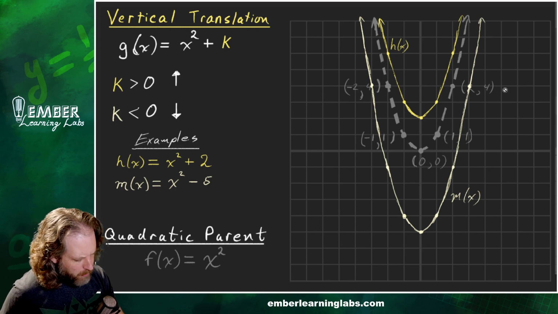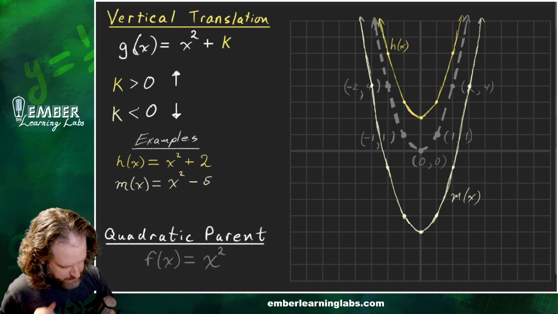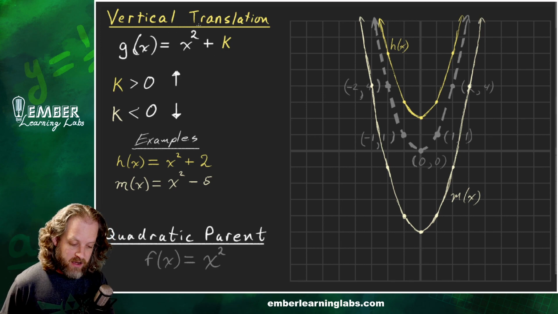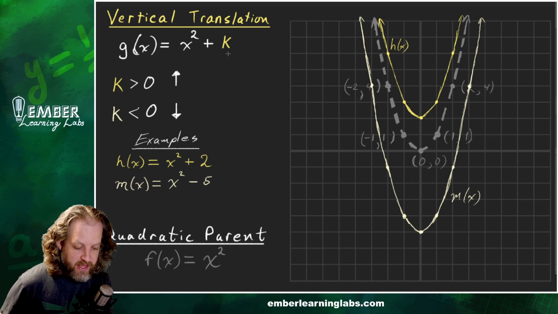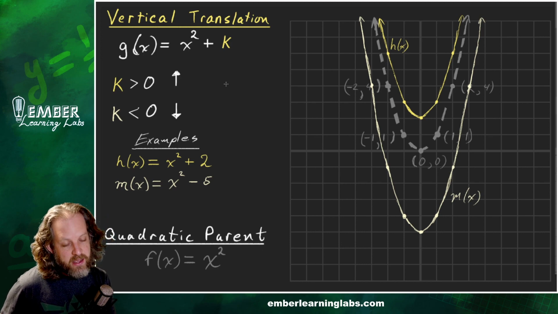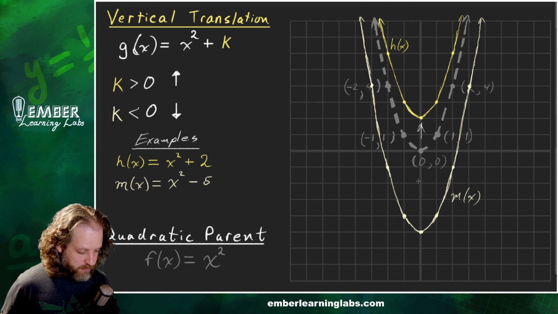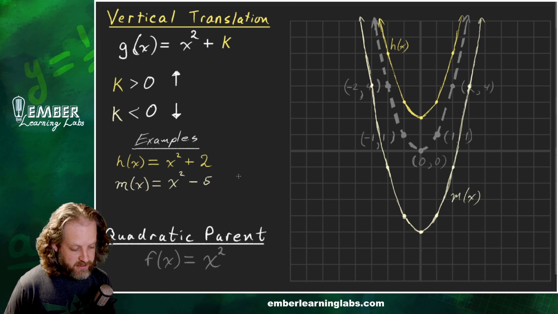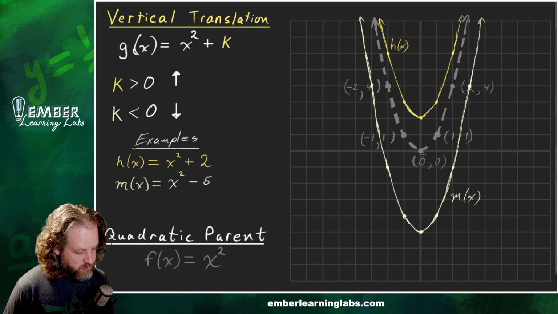The part that changes the parent function is if we add or subtract a number outside of the parentheses. You'll see what I mean by parentheses in a second. So if we add something to the end or subtract something from the end, then it either moves the graph up or down. Now, if k is positive, it moves it up, which makes sense, right? If k is negative, it moves it down, which also makes sense. We've got a couple little examples here. We've got this h of x, which is x squared plus 2, so it all shifted up 2.